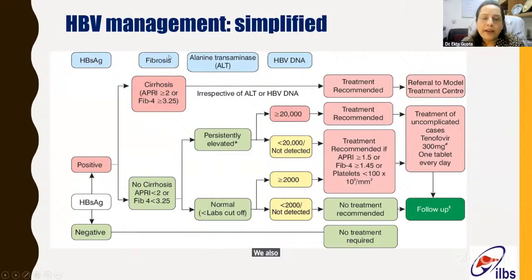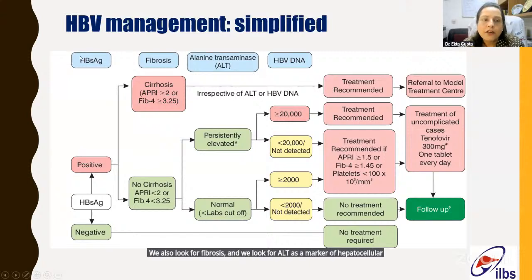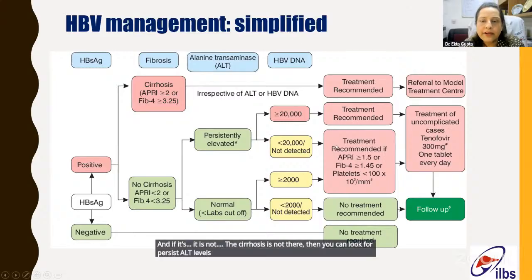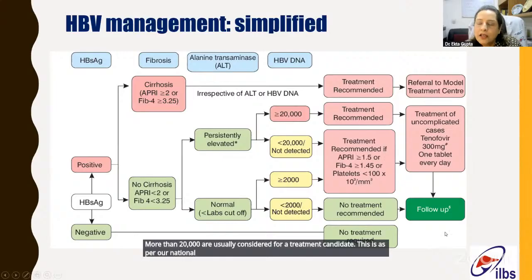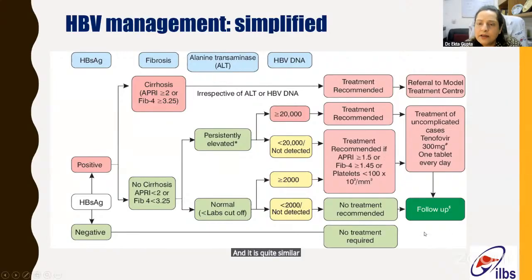We also look for fibrosis, and we look for ALT as a marker of hepatocellular damage. Now, if HBsAg is positive and the patient has cirrhosis, you should treat the patient. If cirrhosis is not there, then you can look at ALT levels, if they are persistently elevated, or you can look at DNA levels. More than 20,000 is usually considered for a treatment candidate. This is as per our national algorithm, and it is quite similar in others.